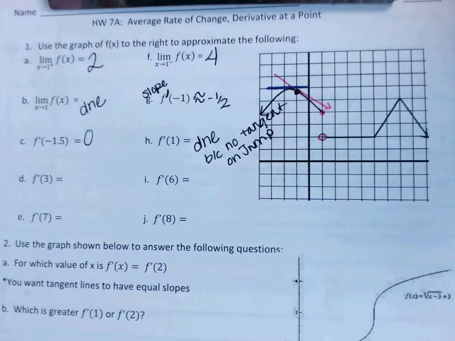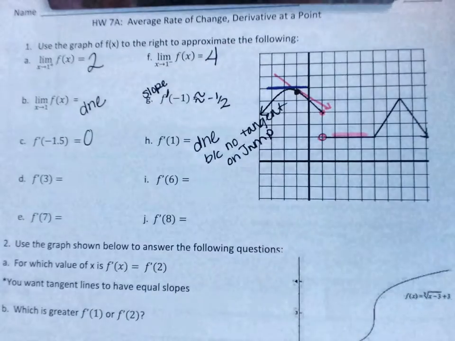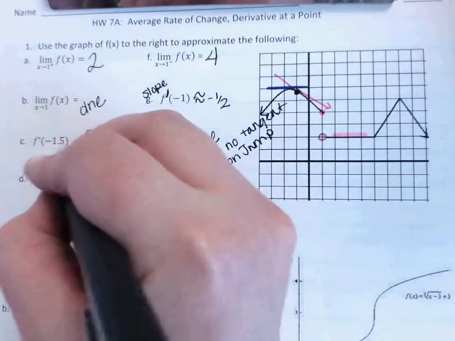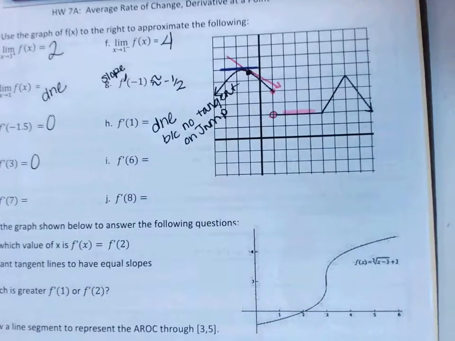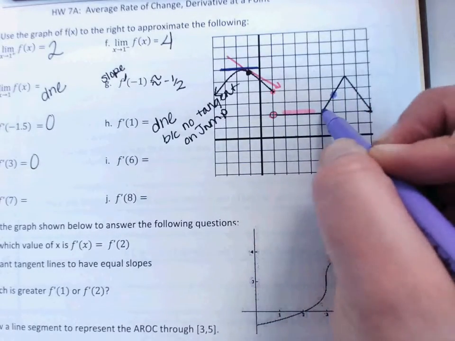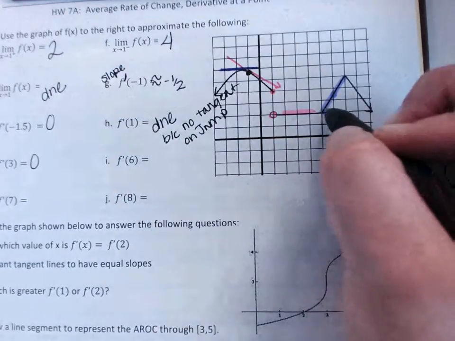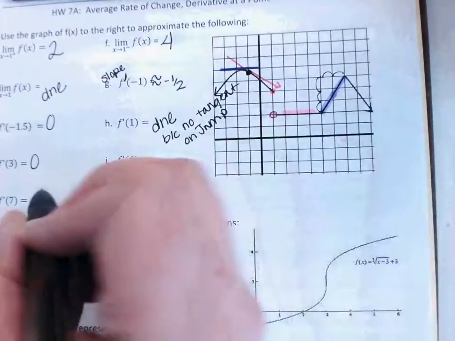Okay, next one, f prime of 3. Go to 3 on the graph. Okay, so 1, 2, 3 is here. What's the slope? 0. Go to 6. What's the slope at 6? So this is 1, 2, 3, 4, 5, 6 here. Count the slope of that line. Use the ends, rise over run. 3 over 2. Very good, because I'd have to go up 1, 2, 3 over 2.